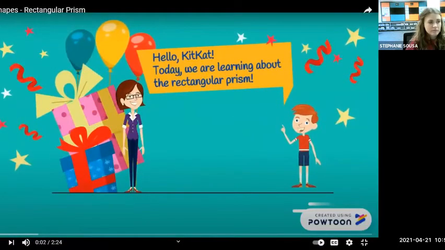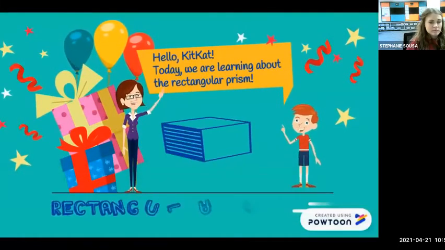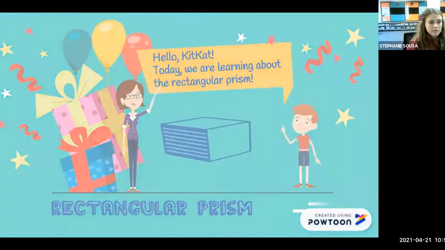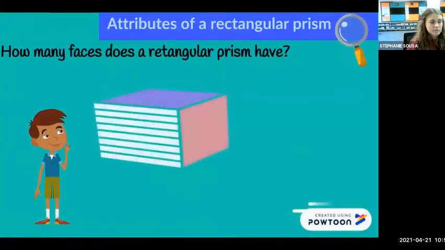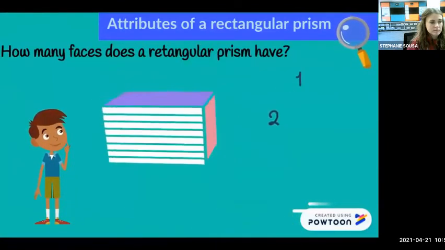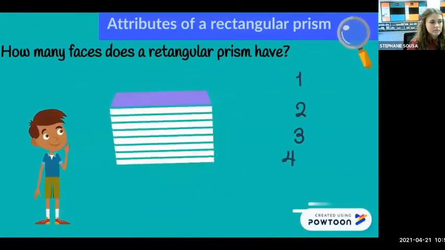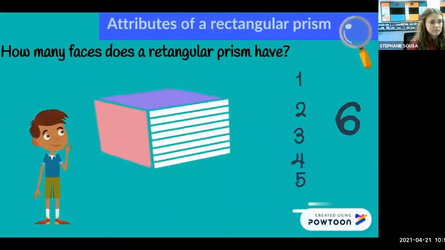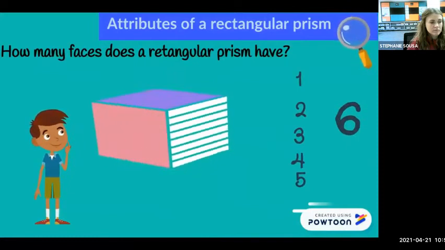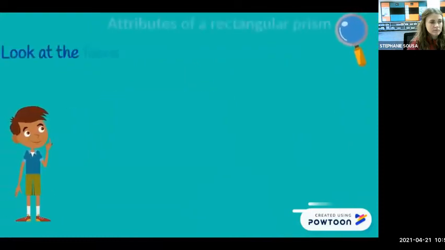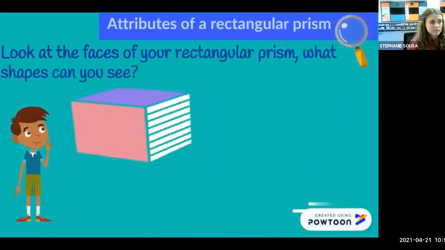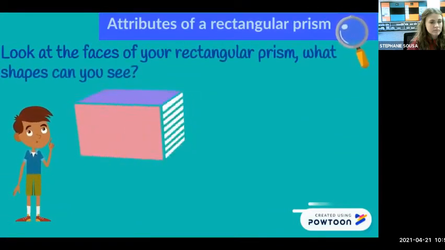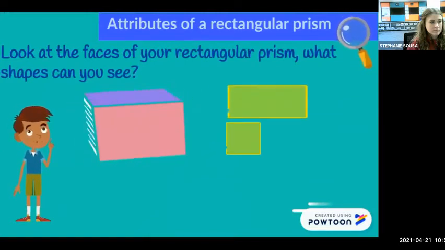Hello, friends. Today, we are learning about the rectangular prism. How many faces does a rectangular prism have? Let's count together. 1, 2, 3, 4. 4 around, 5 on the top, 6 on the bottom. It has a total of 6 faces. Look at the faces of your rectangular prism. What shapes can you see? Do you see rectangles? What about squares?